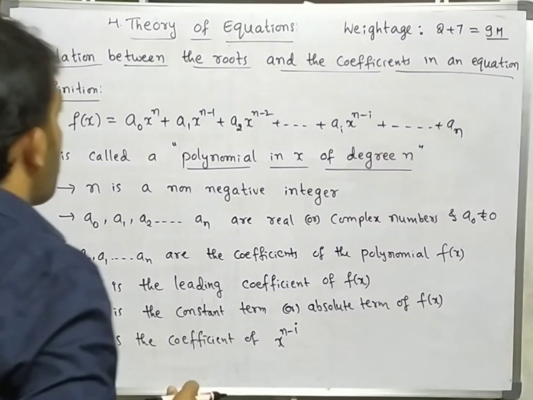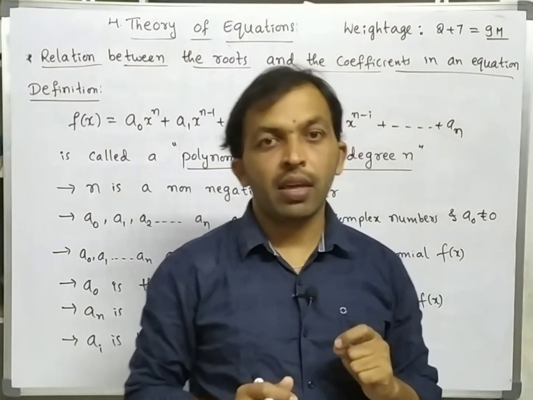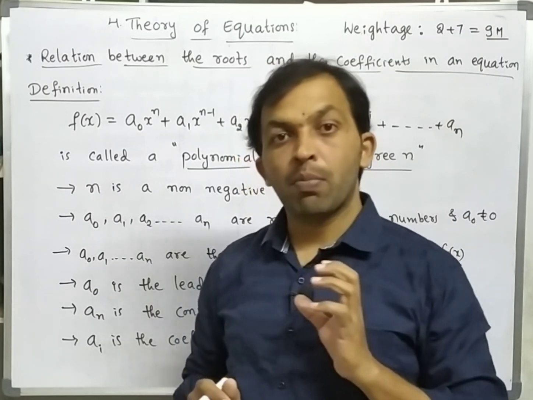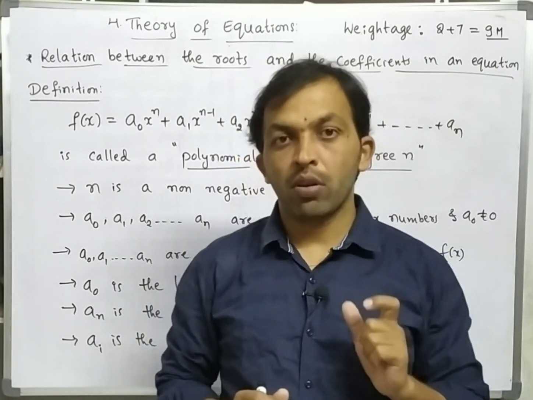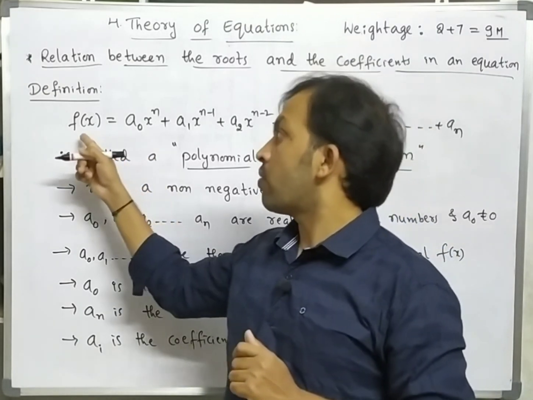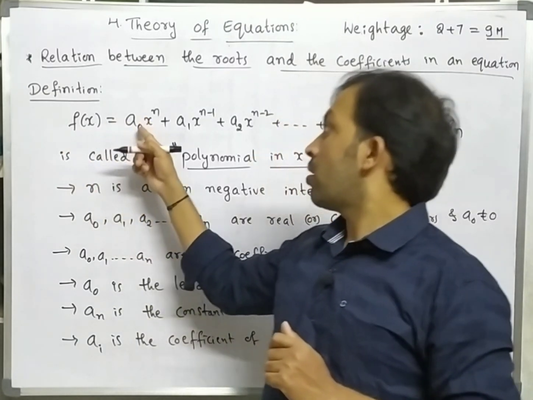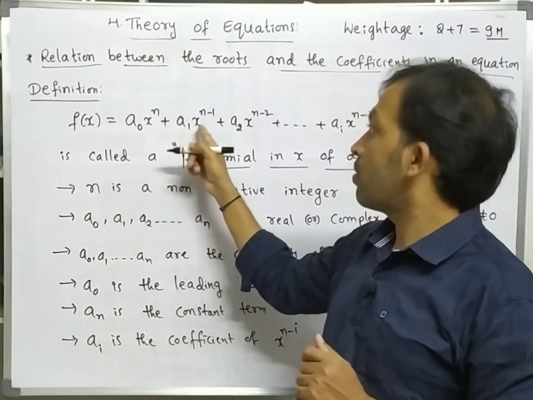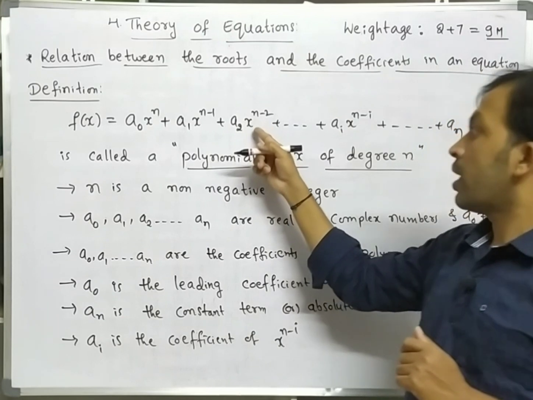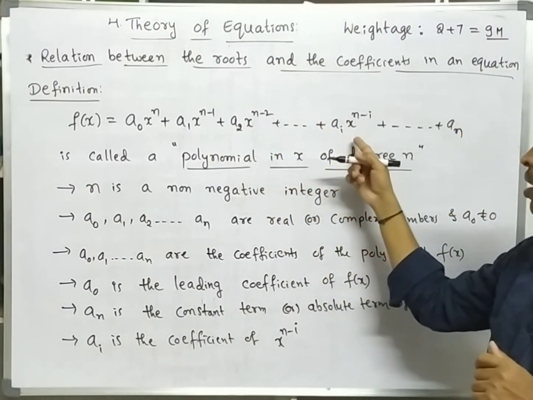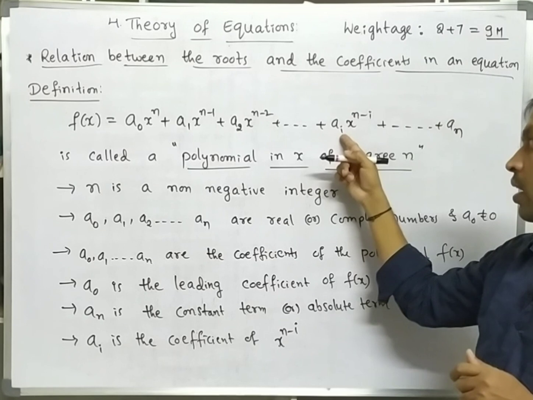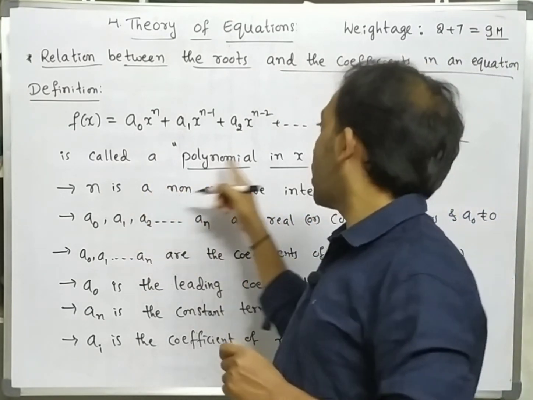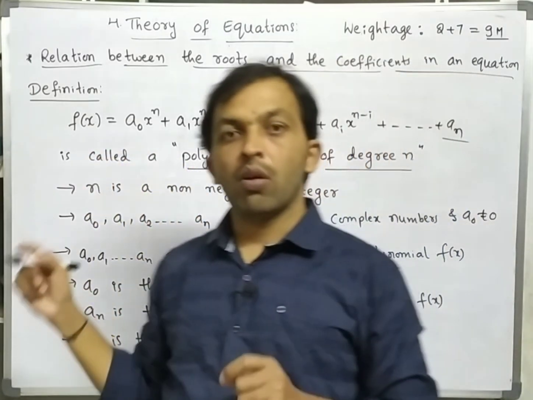First topic is relation between the roots and the coefficients of the equation. First definition, what is a polynomial of degree n? Here f of x is a polynomial of the form a0 x to the power of n plus a1 x to the power of n minus 1 plus a2 x to the power of n minus 2 plus and so on. The middle ith term is ai x power n minus i, and so on, last ends with an. So this is called a polynomial in x of degree n.